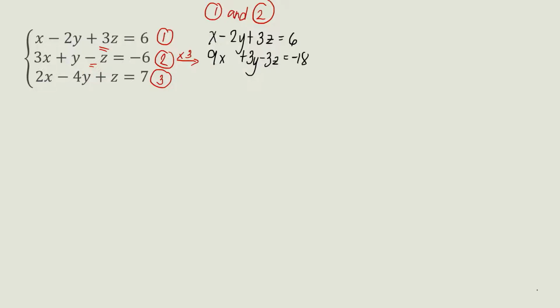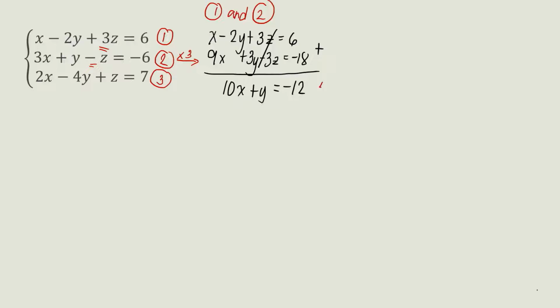Okay, so we have positive 3z and negative 3z. To eliminate them, let's use addition. So positive 3z plus negative 3z, that is 0, right? And then perform the rest of the addition vertically. So you have x plus 9x, that is 10x. Negative 2y plus 3y, so that is y, positive y. The next is 6 plus negative 18, that is negative 12. So this equation here will be our fourth equation.